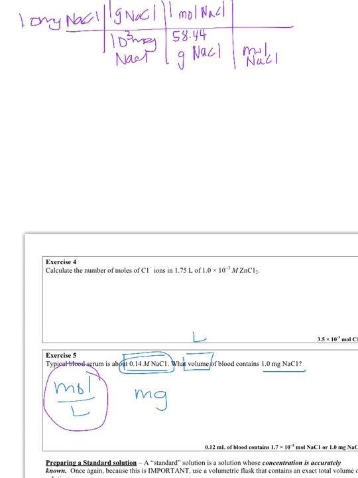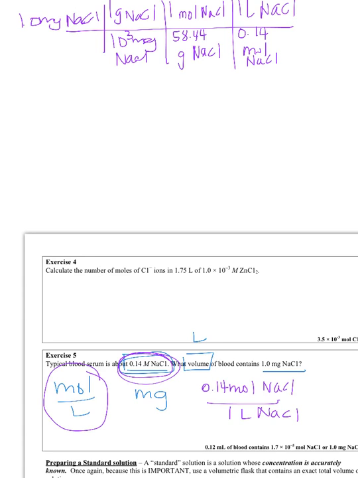What do I have? Let's look here. I have 0.14 molar sodium chloride, 0.14 moles of NaCl per 1 liter of NaCl. So we're going to use that as our conversion factor. 0.14 moles of sodium chloride for every 1 liter of sodium chloride.